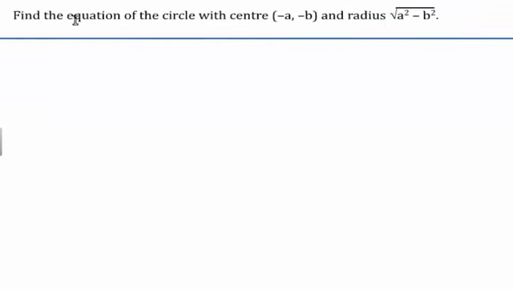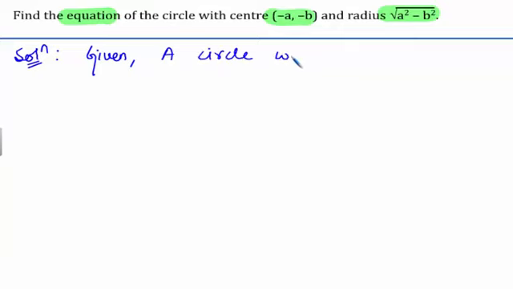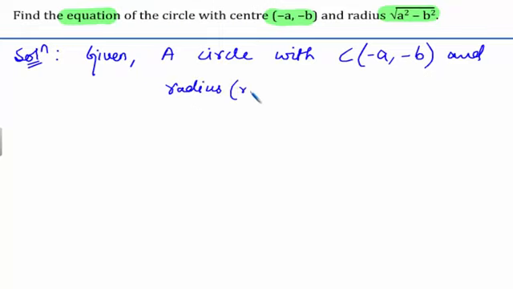In this question, we have to find the equation of the circle with center having coordinates minus a, minus b and radius square root of a square minus b square. Let's begin with the solution. And here we are given a circle with center having coordinates minus a, minus b and radius, let us denote it by small r, is equal to square root of a square minus b square. We have to find the equation of the circle.